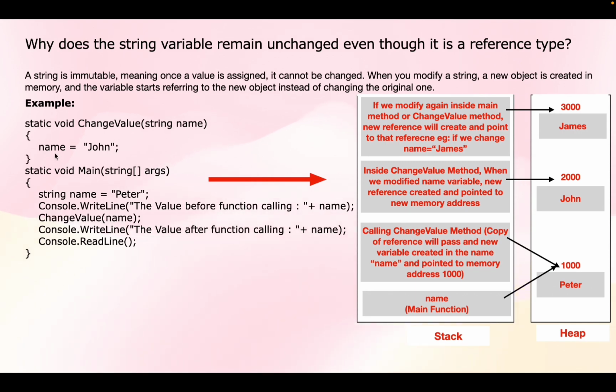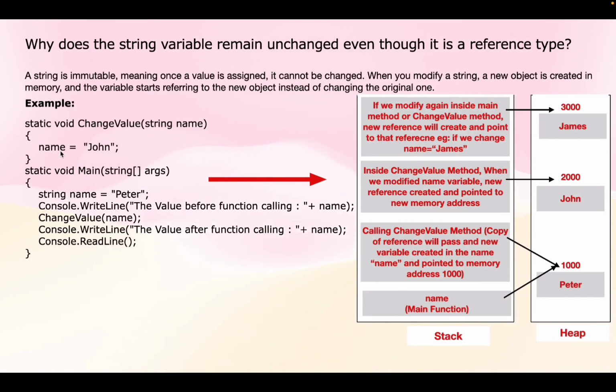And in the next line we modified the string variable. So what will happen here is that inside heap memory a new address will be created. Let's assume it as 2000, and store that value John in the new memory address. Now the name variable inside the change value method will point to the new address 2000, and the name variable inside the main function points to memory address 1000, so the modified value is not reflected here because both memory addresses are different.